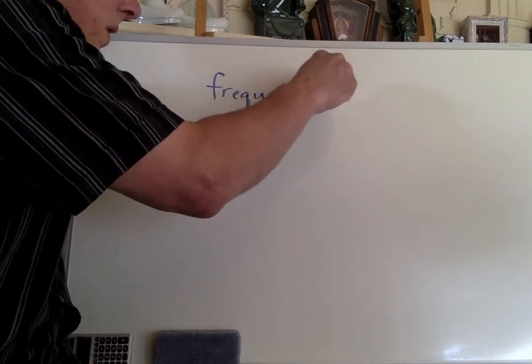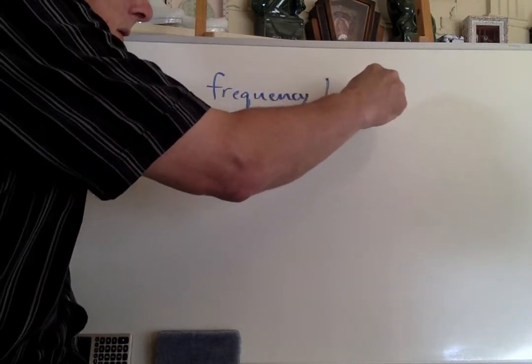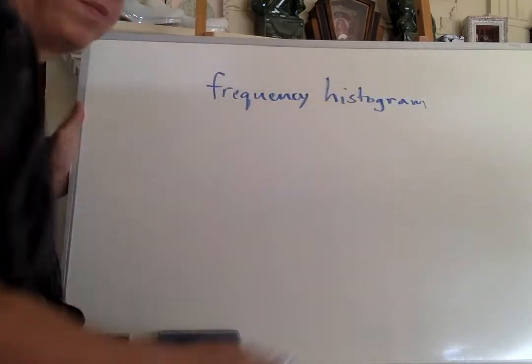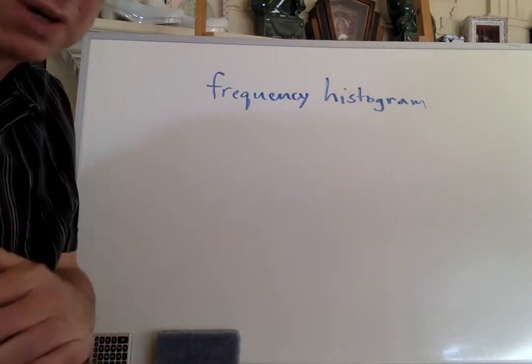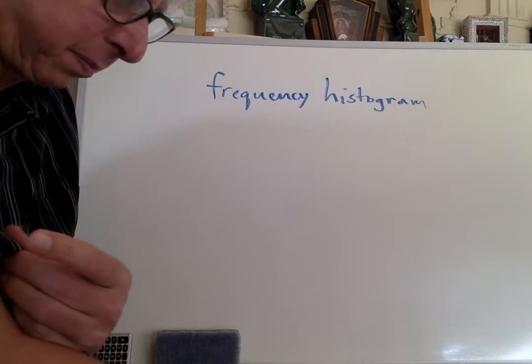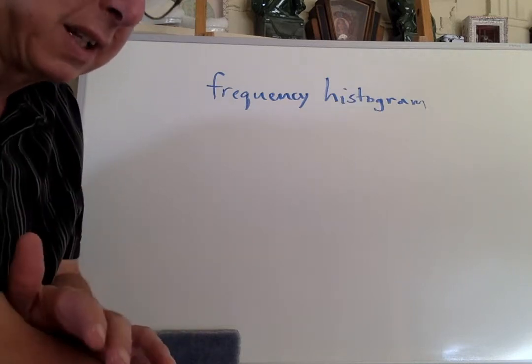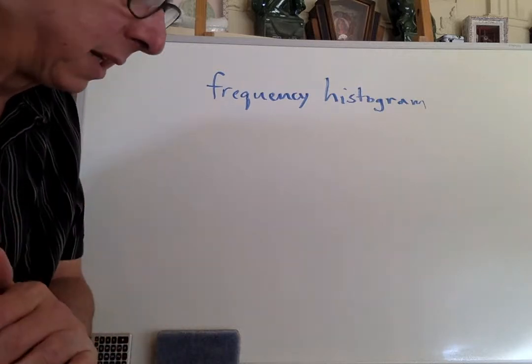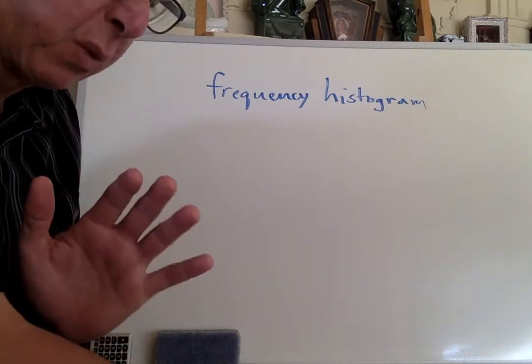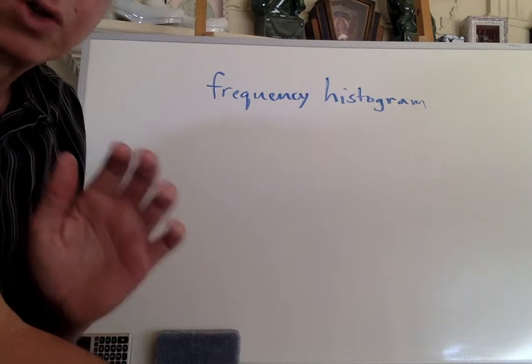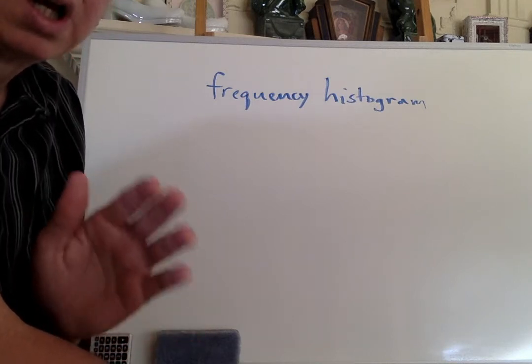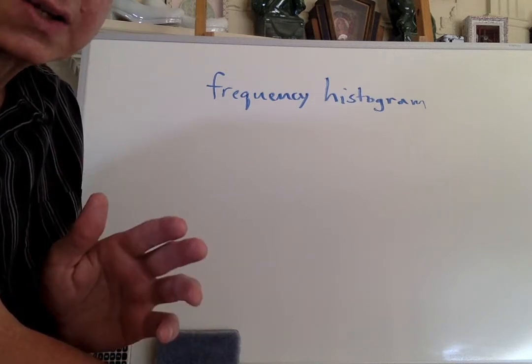Okay, and what we're going to create is something called a frequency histogram. Some people will call it a frequency histograph. Some people call it a bar graph. It's technically not a bar graph, but we can get into that later. What we're going to do is sort of show a pictorial representation of our data set.